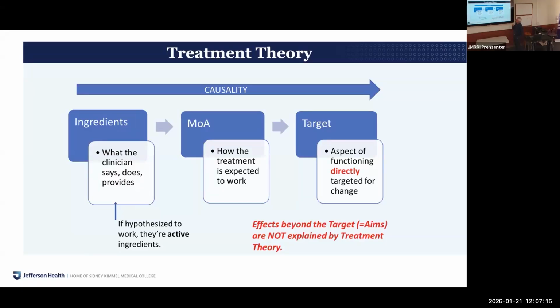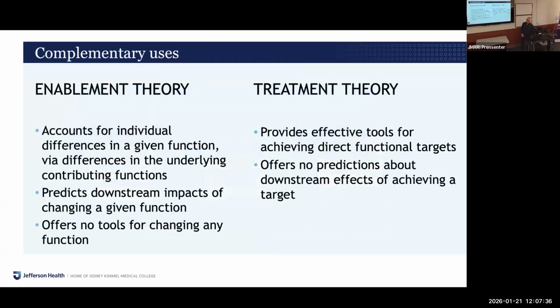Treatment theories have three parts: the ingredients, the active ingredients in this case; the target, the functional thing that those active ingredients are directly changing; and then some theory or hypothesis about the mechanism by which those ingredients lead to that change. Now, importantly, we need to think of these two sets of theories together.